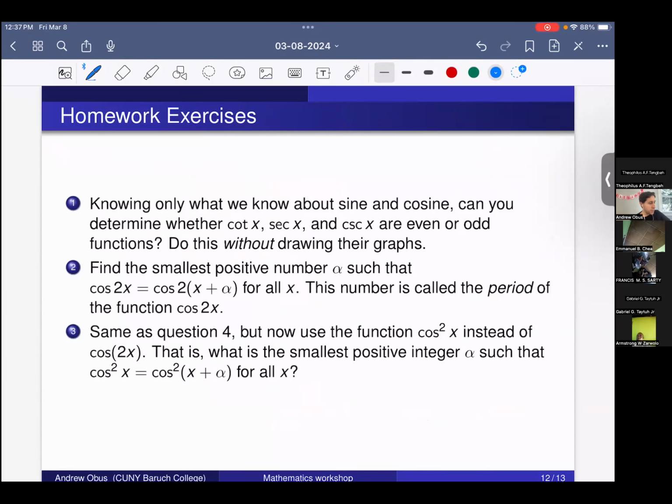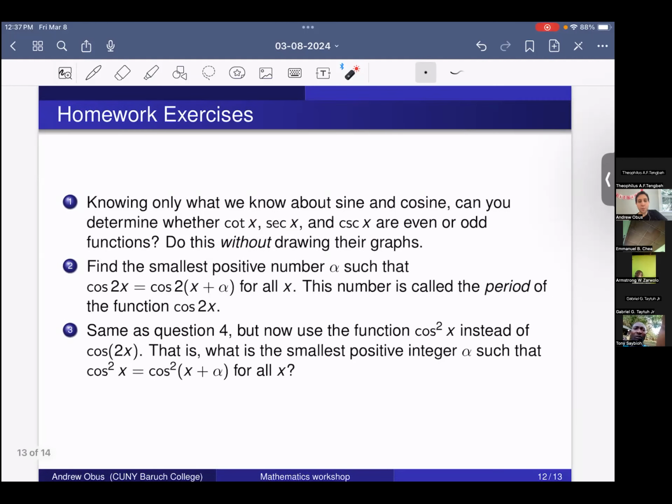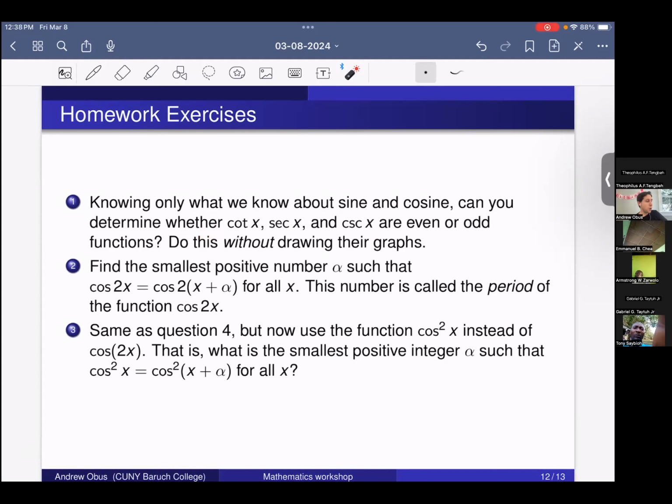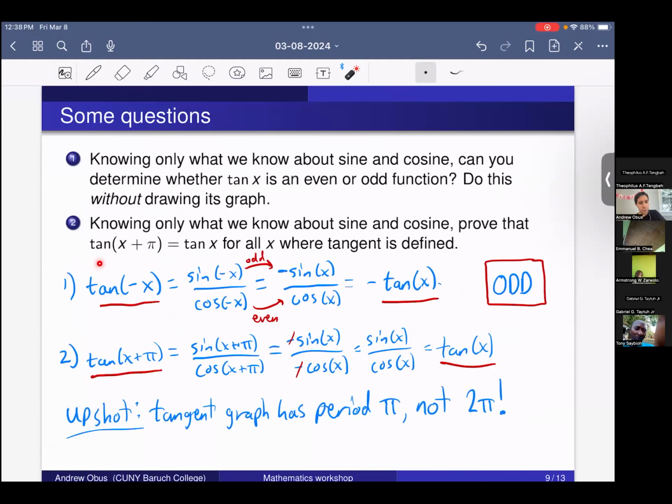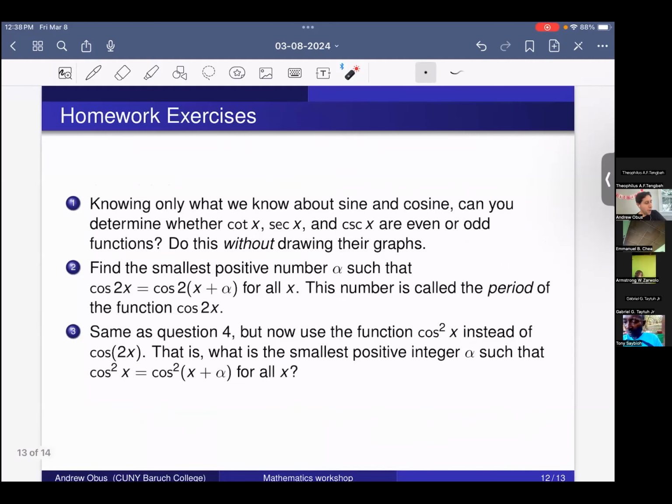So for homework exercises, I want to ask similar things. Knowing what we know about sine and cosine, can you determine whether cotangent of x, secant of x, and cosecant of x are even or odd functions? And I want you to do this without drawing the graphs. So do this only using the type of reasoning we used over here to determine that tangent of minus x was an odd function. Okay? So can you determine whether cotangent of x, secant of x, and cosecant of x are even or odd functions?